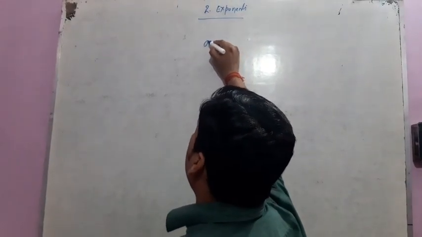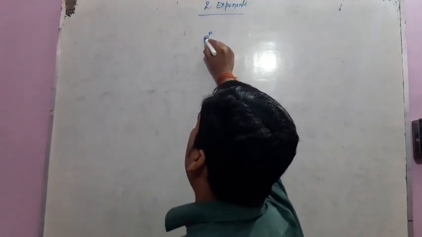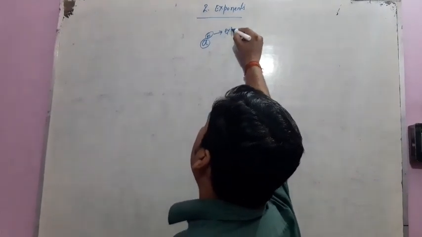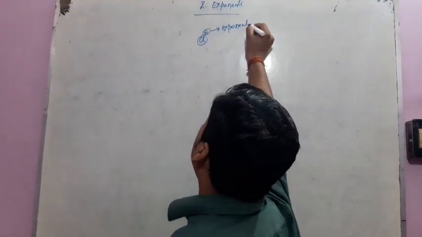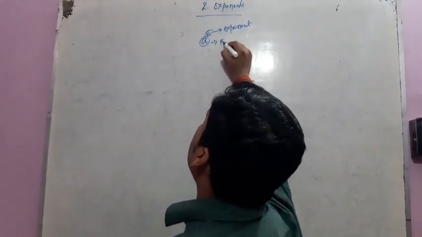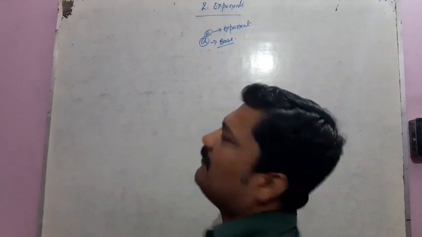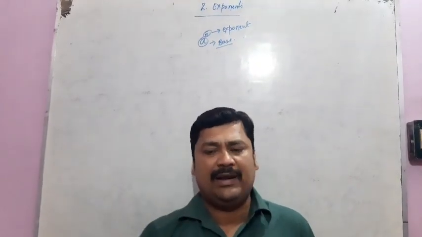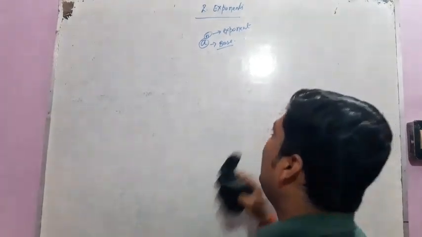Suppose I have written here a to the power n, then a is called the base of the number and n is called the exponent of the number. Now there are certain laws that we have to follow in exponents. What are these laws? We have to look here.